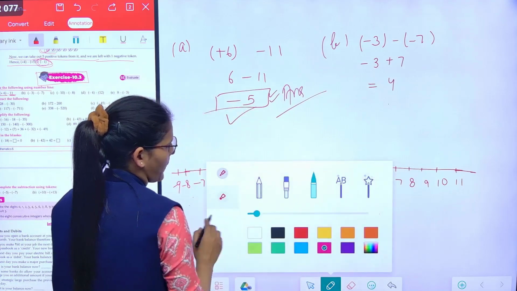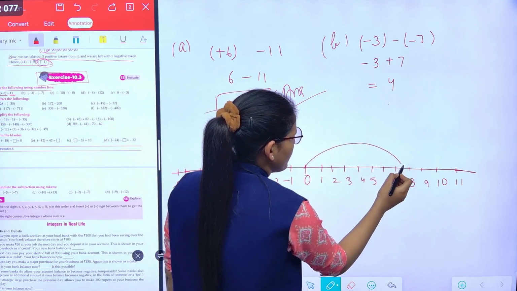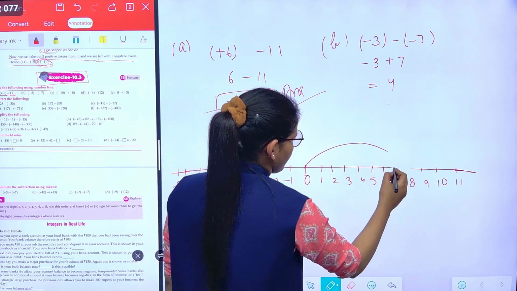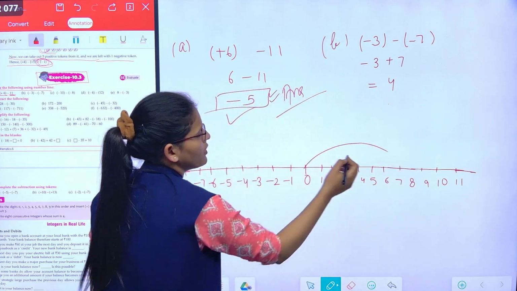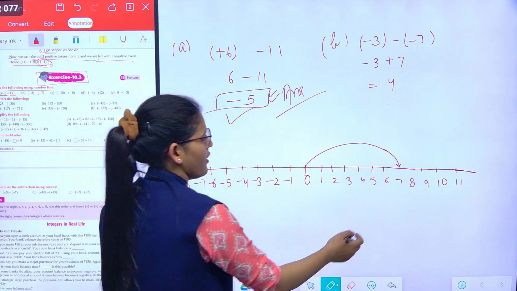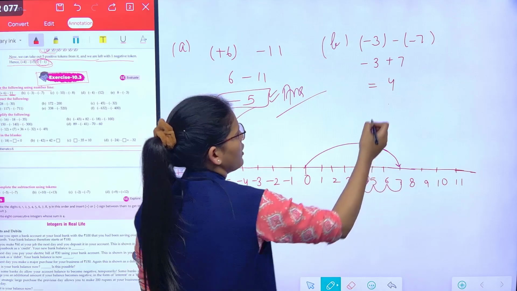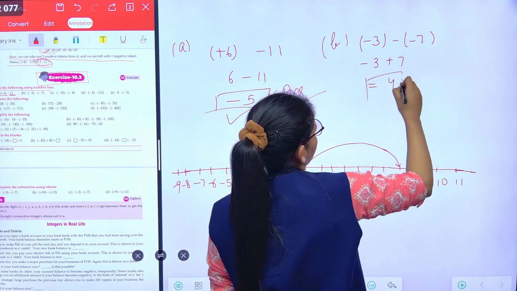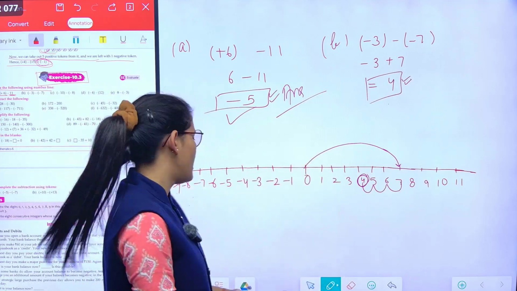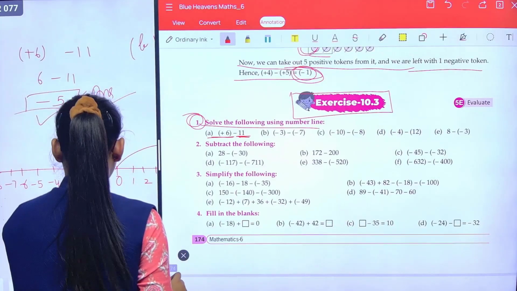Now class, you can see here. Firstly, move the 7 like this. Now 3 steps: 1, 2, 3. Now we will reach at 4. So it is the correct answer. Understand class? I hope you all have understood very well and it is clear to you.